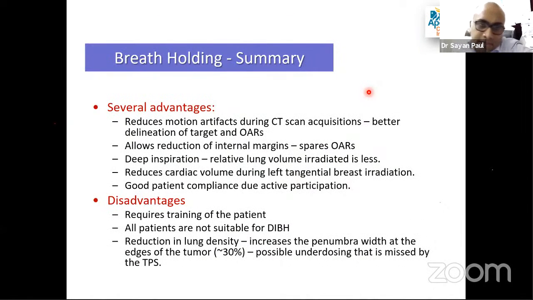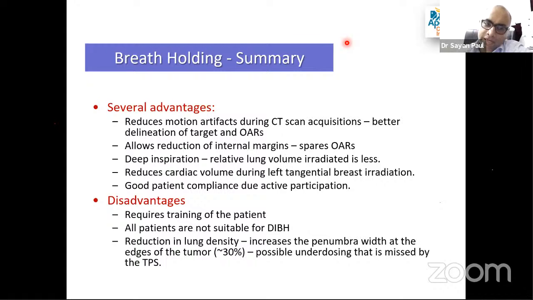There are several advantages. It reduces motion artifacts during CT scan acquisition, gives better delineation of target and OARs, and allows reduction of internal margin. It spares OARs, and with deep inspiration the relative lung volume is less and cardiac volume is reduced during left tangential breast irradiation. This is called DIBH, deep inspiration breath hold, which separates the heart from our PTV or CTV area, so you can spare the heart. There is also good patient compliance due to active participation.